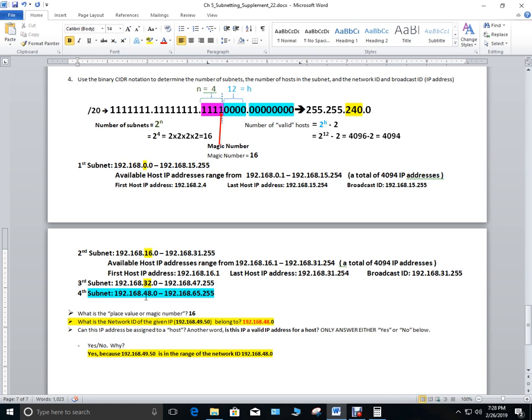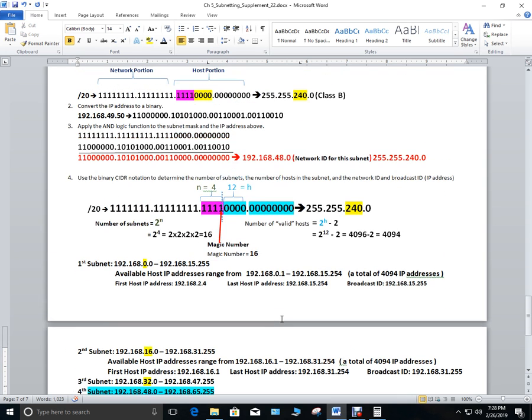So the network ID is 192.168.48.0. There you go, it's right here. Okay, that is the network ID for the IP address. So we found that. As a matter of fact, we already found it way up in here.